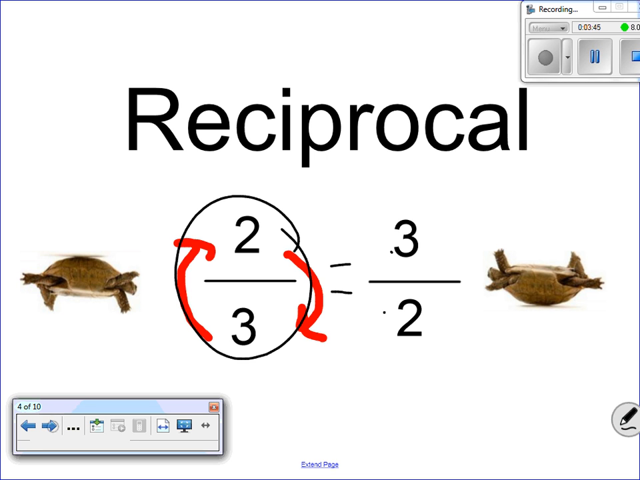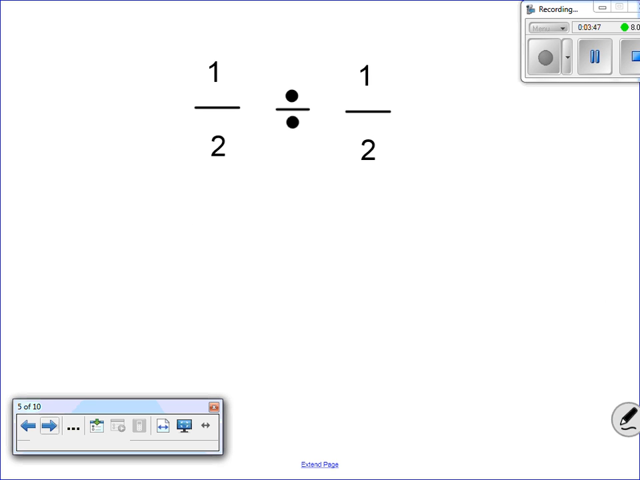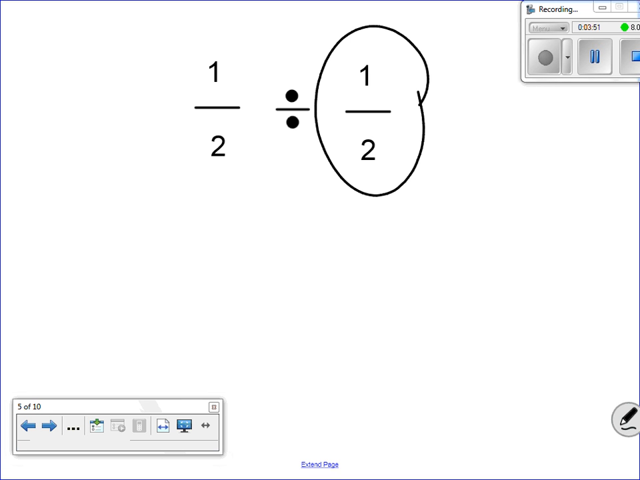Okay? For example, you have half divided by half. You find the reciprocal of this number. So watch. It's half, and the reciprocal would be 2/1. Once you find the reciprocal, kids, you multiply. It's that simple. Okay? And once we're multiplying, we know what to do, right?